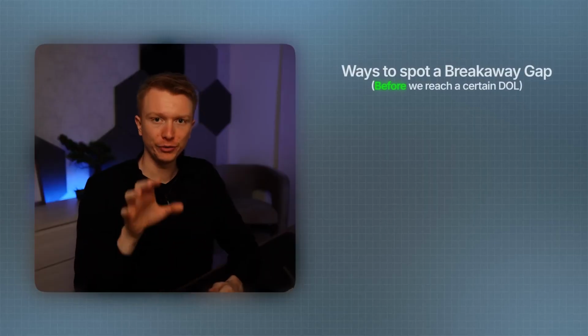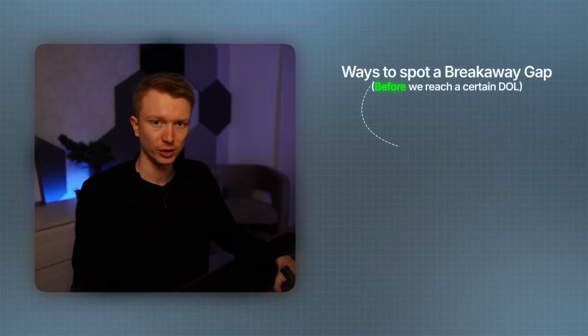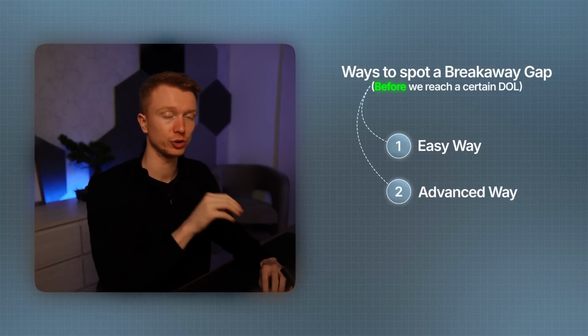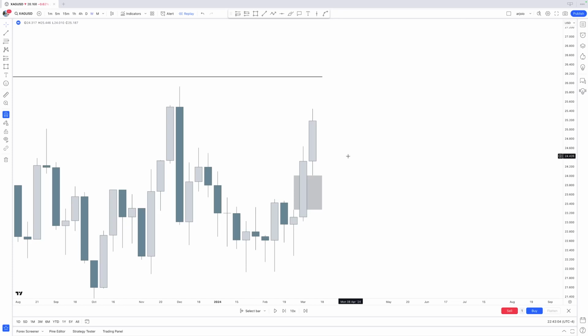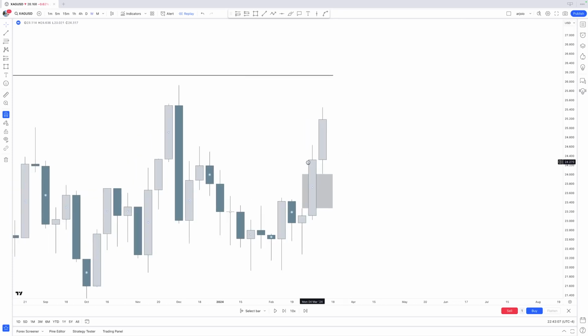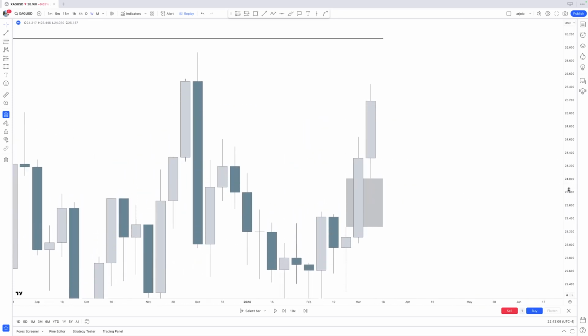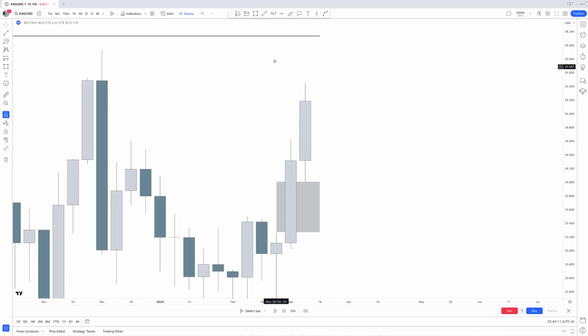Now, before reaching a drawn liquidity, there's generally two ways we can go about spotting a breakaway gap. There's an easy way and a more advanced way. The easy way is simply taking the second candle right there. And if we are creating a bullish fair value gap, we want to mark out the second candle high right there, so the wick. And when we close above that second candle high with the third candle, generally speaking, that is going to be a breakaway gap. But this is not always the case.